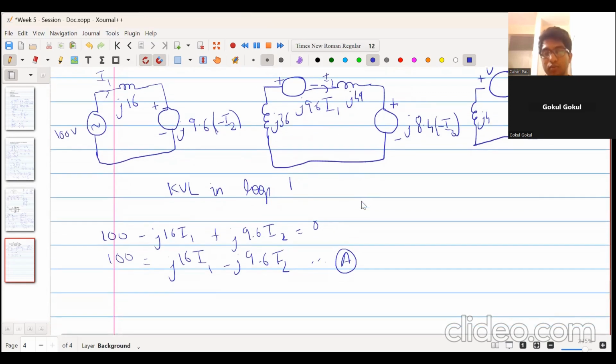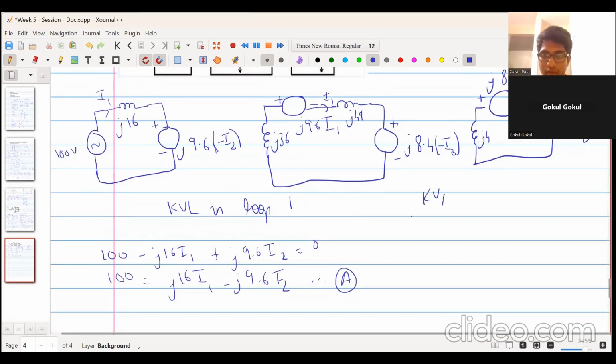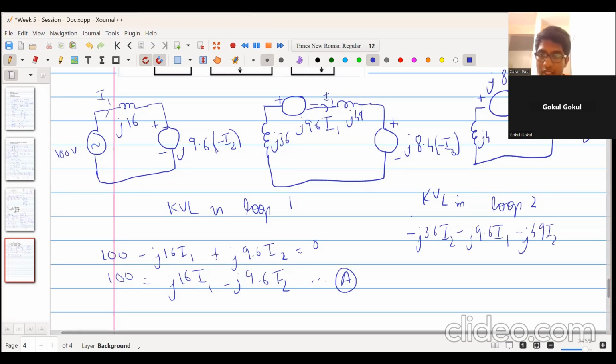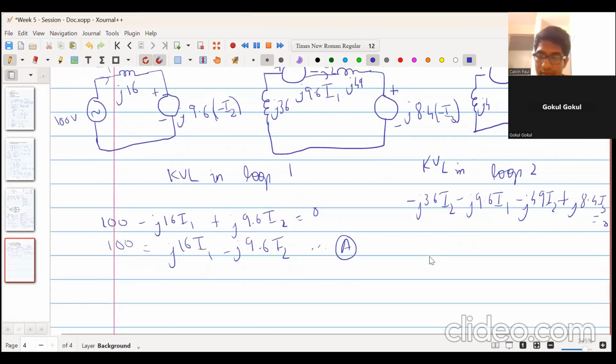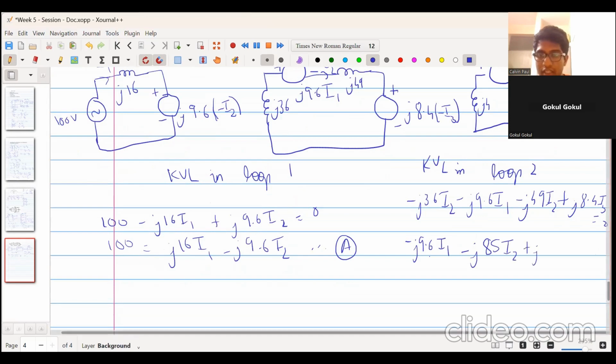Then we apply KVL in loop 2. When we apply KVL in loop 2, we get minus J36 I2 minus J 9.6 I1 minus J49 I2 minus J 8.4 into minus I3, so plus. So this will be plus J 8.4 I3 is equal to 0. So we get it to be minus J 9.6 I1 minus J 85 into I2 plus J 8.4 into I3 is equal to 0. This is B for KVL in loop 2.